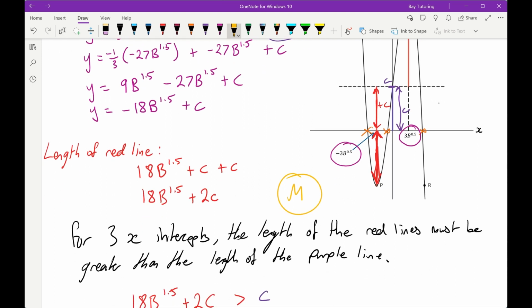So remember, we made that positive because length must be positive. That's why it changed from negative 18b to the power of 1.5 to positive 18b to the power of 1.5. And again, we added c because that was the length of that part there, because this bit just gave us the y coordinate. So that got us to the x-axis, then we had to add the c on.